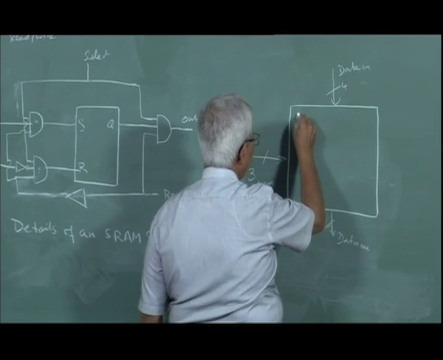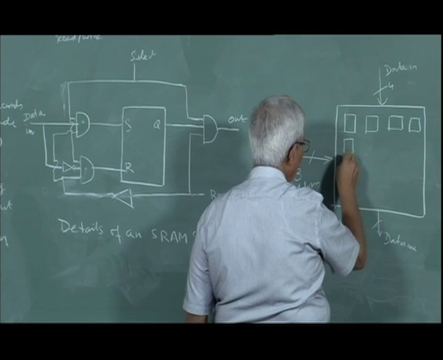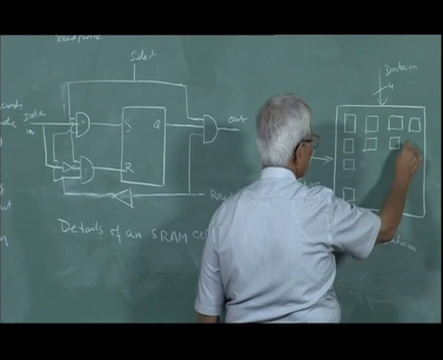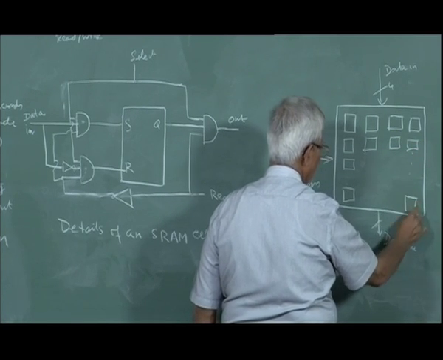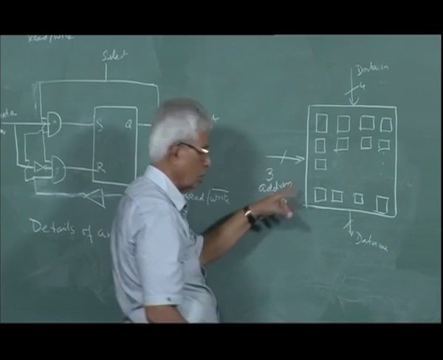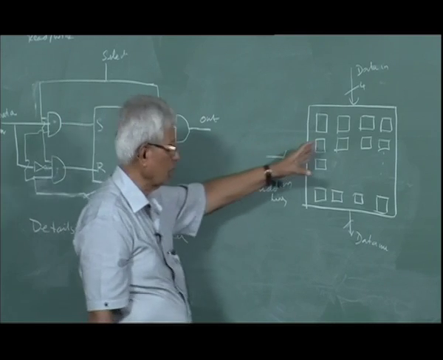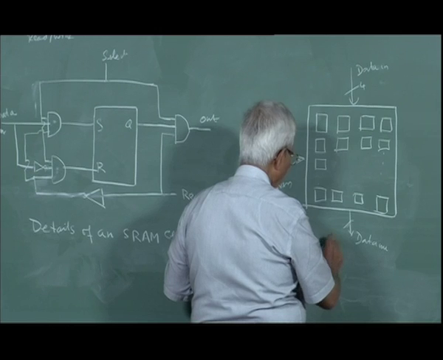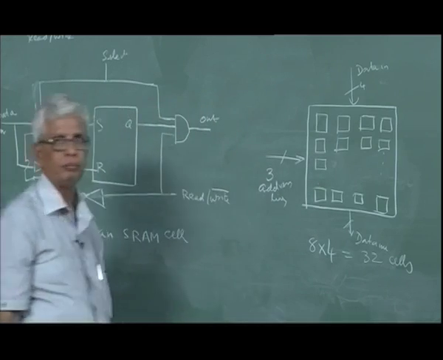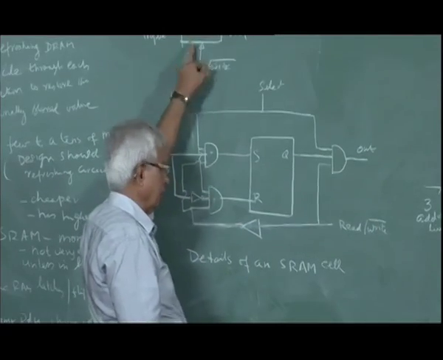These memory cells will be like this: 1, 2, 3, 4. Each is a cell. Like that, there are 8 rows. Because of the 3 address lines, there are 2 power 3, 8 address locations. Each address location will have 4 data points. So 4 cells. So this is 8 times 4, 32 cells will be there. And each of these cells will be like this. This is the symbol.